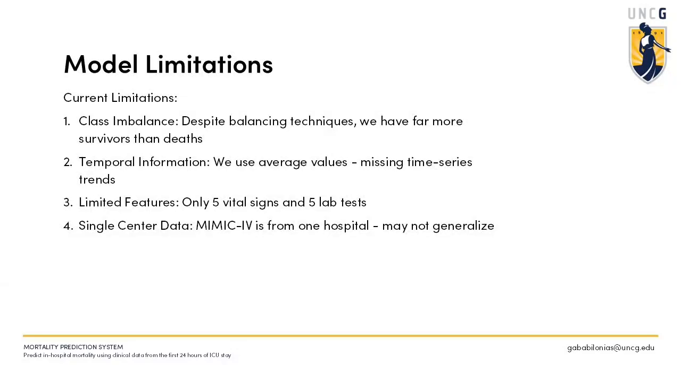Limitations, future work and conclusion. No model is perfect. Let me address limitations and future directions. Current limitations. 1. Class imbalance. Despite balancing techniques, we have far more survivors than deaths. 2. Temporal information. We use average values, missing time series trends. 3. Limited features, only 5 vital signs and 5 lab tests. 4. Single center data. MIMIC-IV is from one hospital, may not generalize.